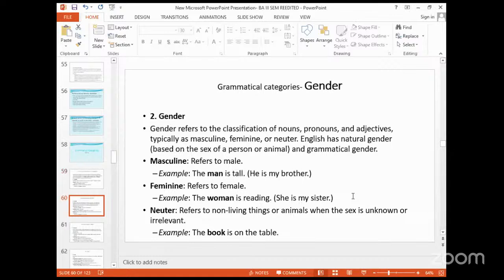Right. Moving on to the next, which is gender. What is gender? That refers to the classification of nouns, pronouns, and adjectives, typically as masculine, feminine, or neuter. English has natural gender based on the sex of a person or animal, and grammatical gender. So masculine refers to male: the man is tall, he is my brother. Feminine refers to female: the woman is my didi, she is my sister. Neuter refers to non-living things or animals when the sex is unknown or irrelevant. The book is on the table, right?